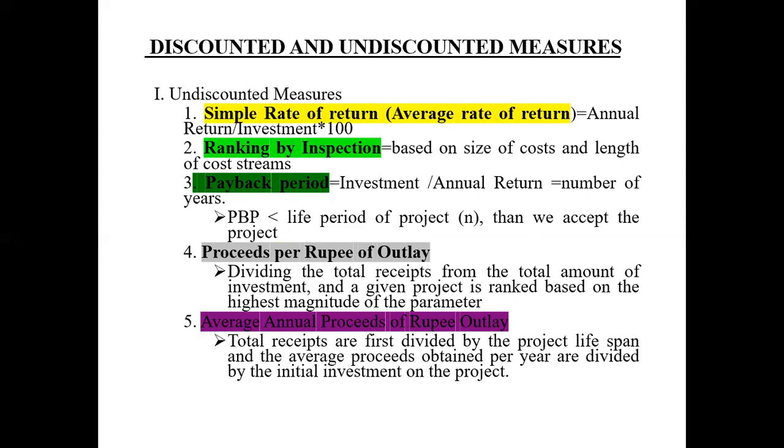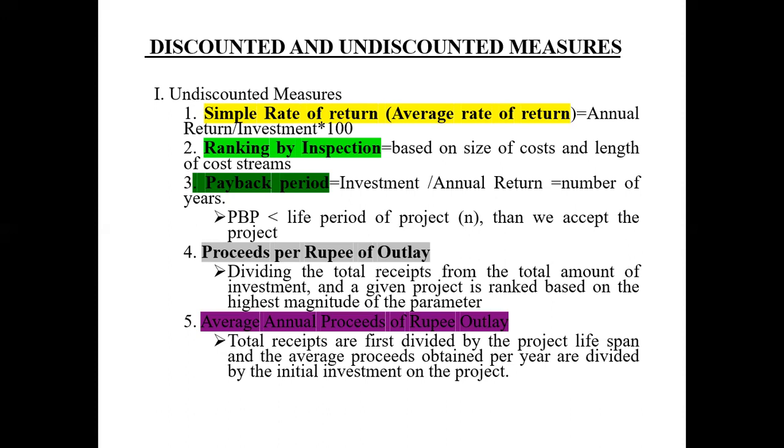These are the examples or measures of discounted and undiscounted measures. In the undiscounted measures, the simple rate of return is just dividing the annual return by the investment and multiplying by 100. Ranking by inspection: based on the size of cost and length of the costing, you rank the projects. Payback period is the capital investment divided by annual return, giving you the number of years. You select the project which yields fewer years.